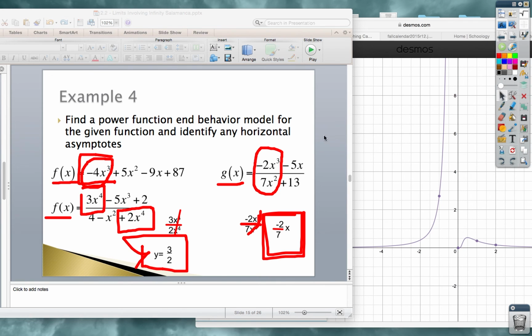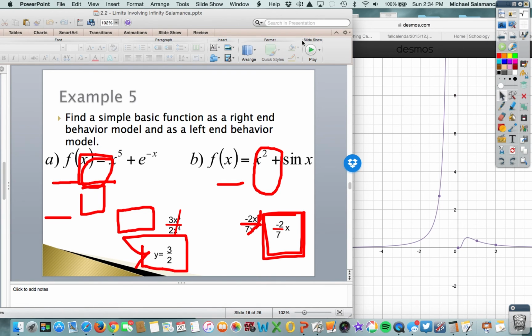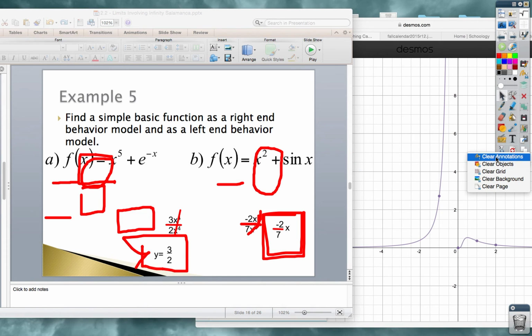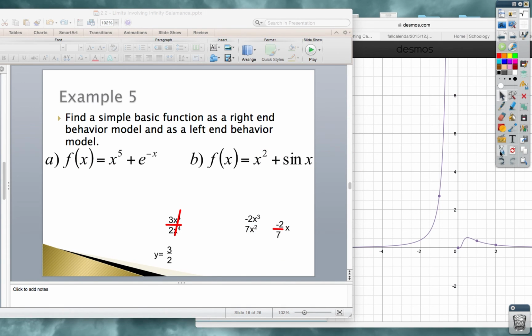So let's move on. If we take a look at example 5, this is another one. It's a little bit tricky, but this time instead of looking for power functions for the end behavior, we're looking for simple, basic functions for the right end behavior model and the left. Now, this is a little bit counterintuitive, but we're going to try anyway.